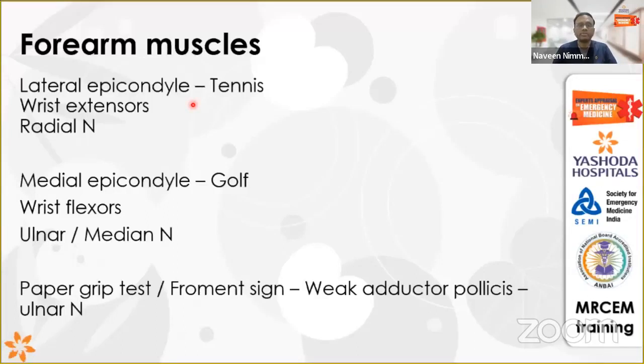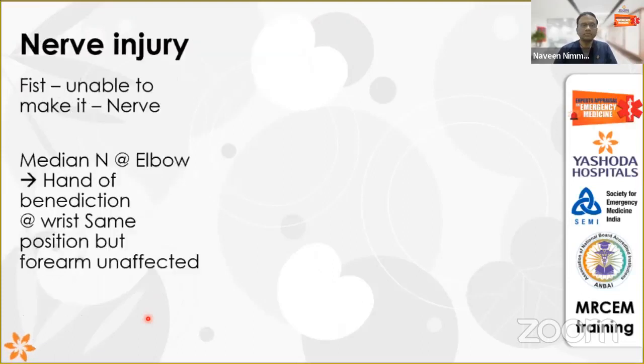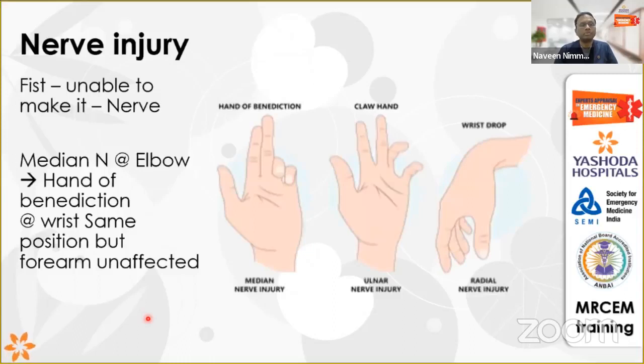So paper grip test, also called Froment sign, indicates weak adductor pollicis, which is going to signify ulnar nerve damage. If someone is unable to make a fist, that means there could be a problem with flexion of fingers. Especially if there is median nerve damage at the elbow, the hand will be held in the hand of benediction pose because there is a problem with the flexion. Now if the damage is at the wrist, there will be the same position, but the forearm will be affected. So that's how it is.